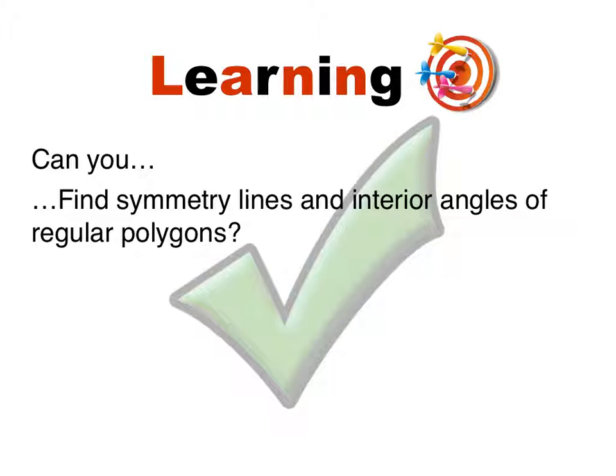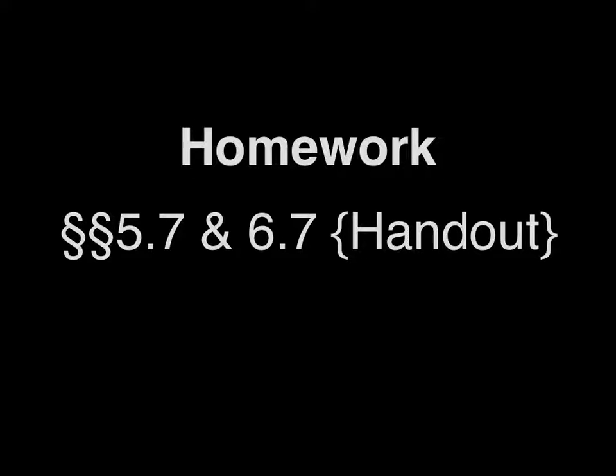So hopefully at this point we can now find all those lines of symmetry and find those interior angles of a regular polygon, either the sum or individual angles depending on what we're looking at. Okay, so your homework tonight is going to be from 5.7 and 6.7, but it's going to be a worksheet. So you can go ahead and fill that out. Make sure you have that finished for tomorrow, and I will hopefully be back and we'll go over that tomorrow morning.